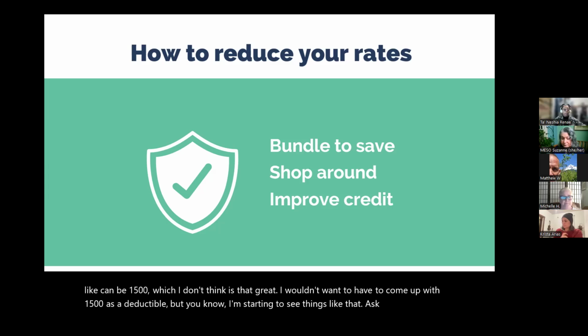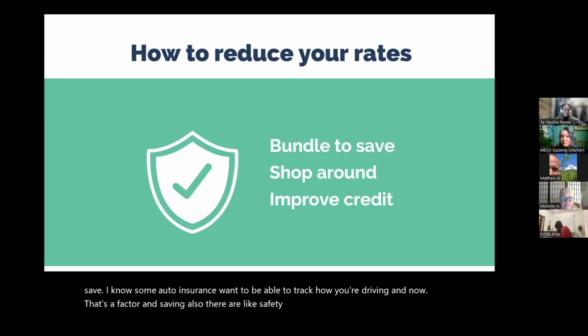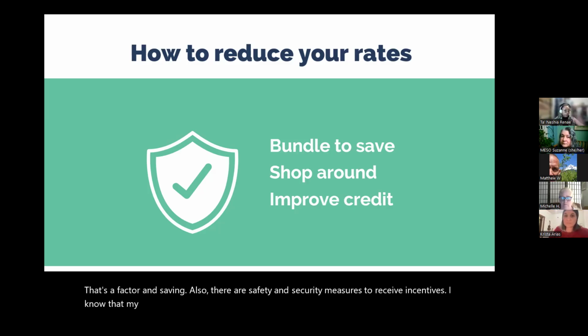I know some auto insurance companies want to be able to track how you're driving, and now that's a factor in saving. Also, there are safety and security measures to receive incentives. I know that my kids being added and being good students was a thing that brought down that percentage. And then review those policies annually, right?